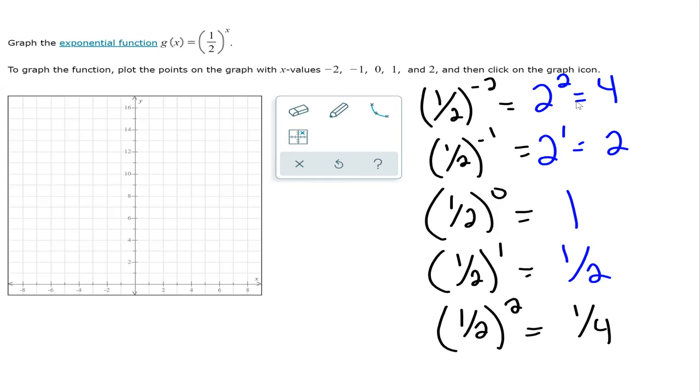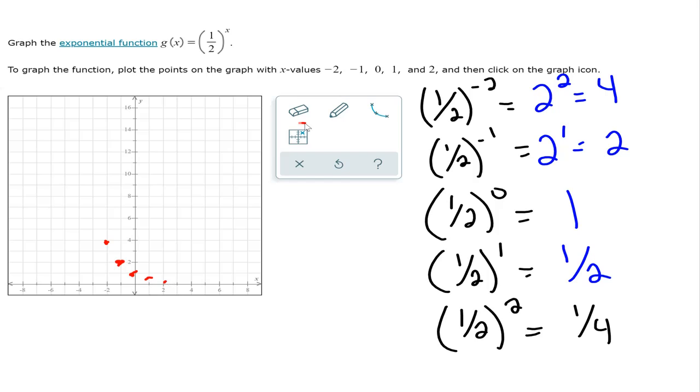So then we're going to graph those points on the graph. So we've got -2, 4, so it's right about there. -1, 2. Then we've got 0, 1, then 1, 1/2, and 2, 1/4.